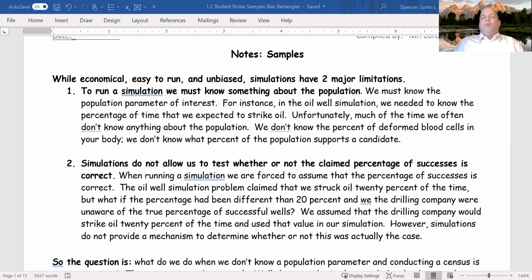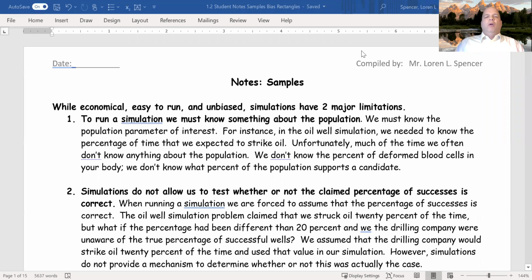Well, first off, we've been working with simulations, and to run a simulation, we had to know something about the population, the group of interest. And what we had to know was a parameter or an estimate of the parameter. For instance, when we ran the oil well simulation, we needed to know the percentage of the time that we expected to strike oil. Unfortunately, a lot of the time, we often don't know anything about the population.